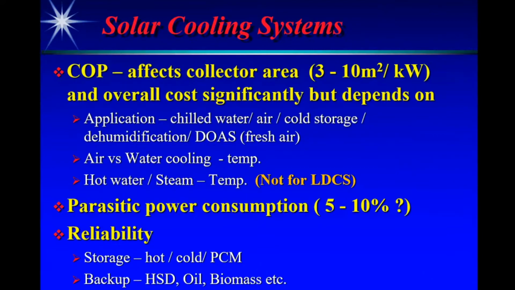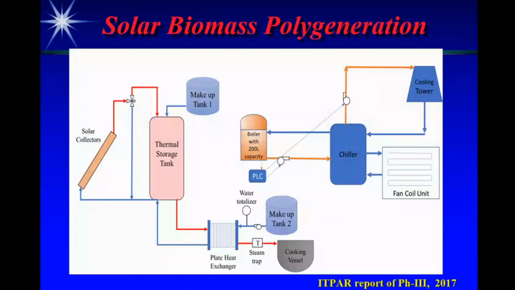Biomass could be a very good option as a backup for solar energy, particularly wherever the biomass is readily available in rural areas. At one of the locations near Roorkee, we have an ongoing project where we have a solar biomass hybrid based polygeneration system. We are also providing cooling. We are also using it for cooking, and the heat is also being used for other applications. And we want to make it a polygeneration system.